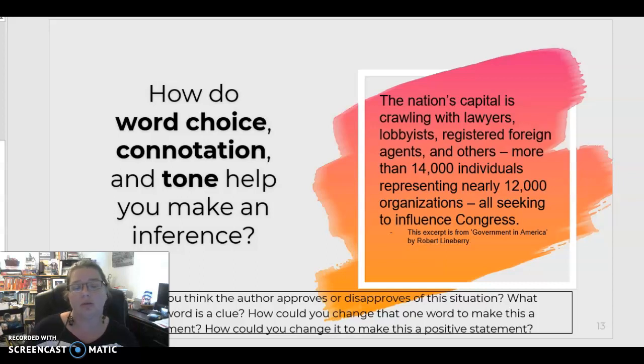So the word, if you've already read it and you're thinking about it, is crawling. If you think about how we define crawling, it's kind of a neutral word, but connotatively, when you think of the word crawling, the nation's capital is crawling with lawyers, it feels pretty negative. It feels kind of like bugs or insects or something, right? So it's a very negative connotation. And you could change that word to say that the nation's capital is full of lawyers, or is flourishing with lawyers and lobbyists, or some variation thereof.